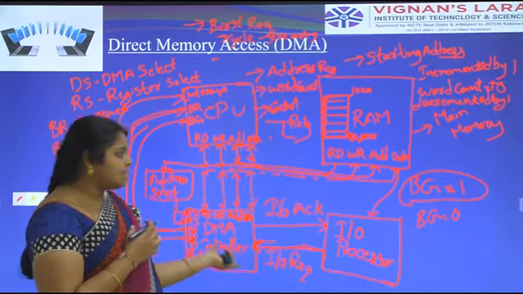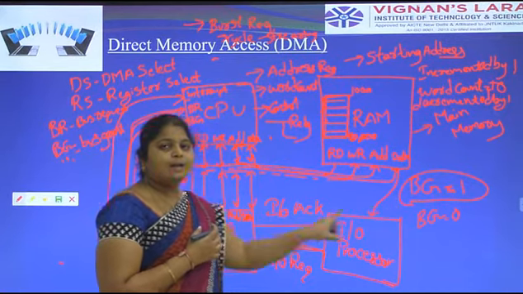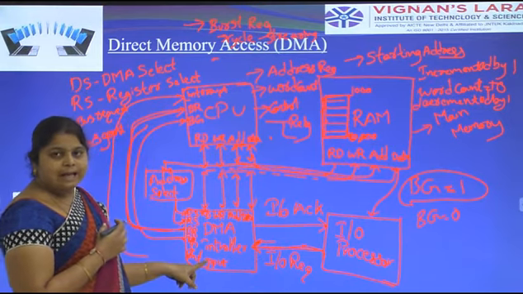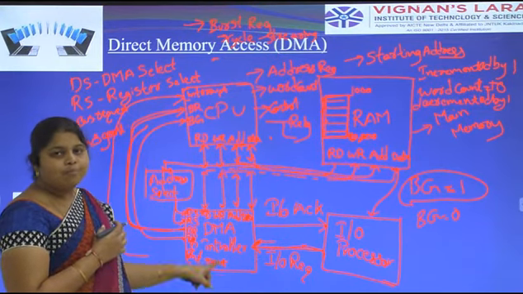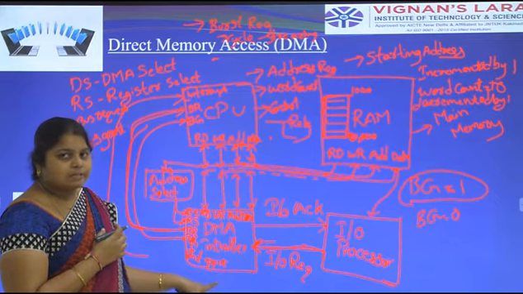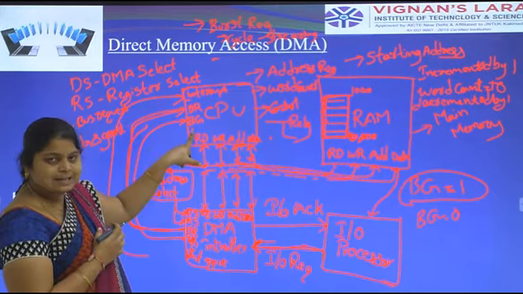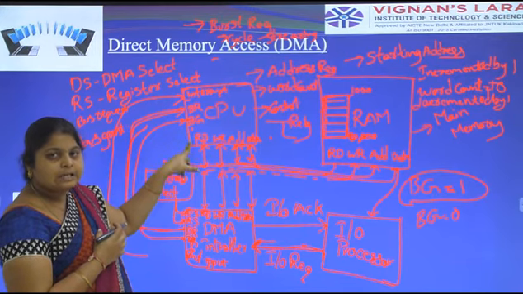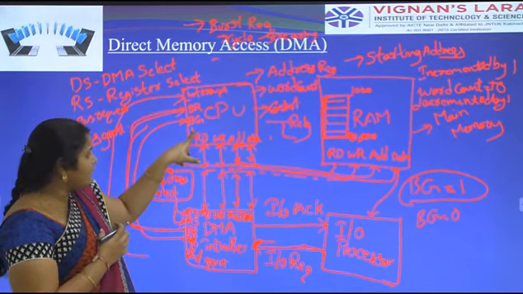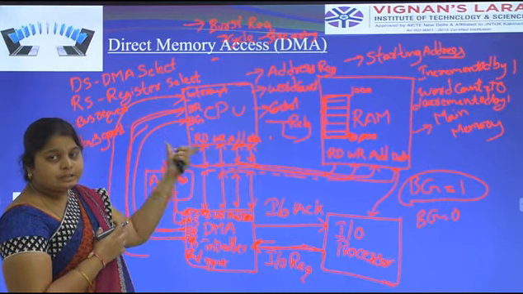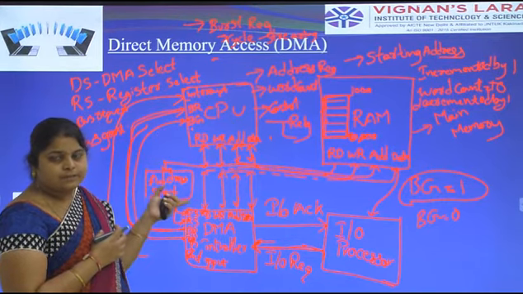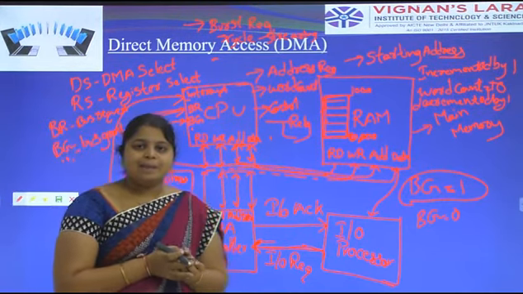In direct memory access, when bus grant is equal to 1, the direct memory access controller performs the transfer with the help of the bus. It accepts the bus request. And when bus grant is equal to 0, the CPU accesses the bus. The CPU accesses the bus request. This is about direct memory access.